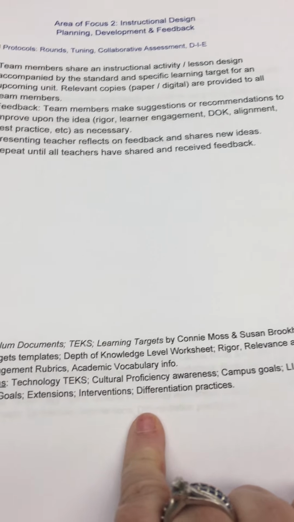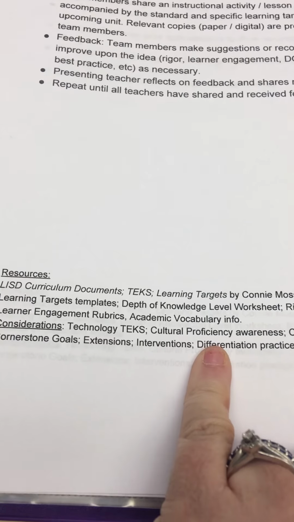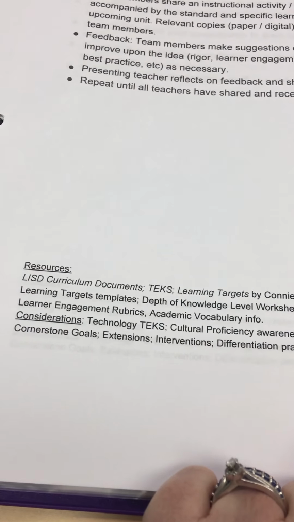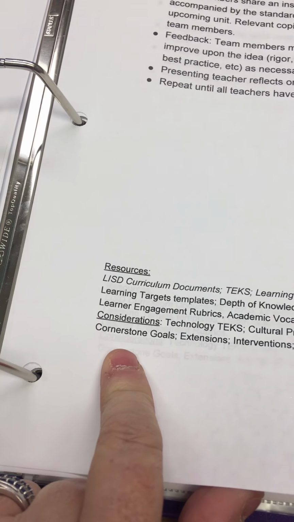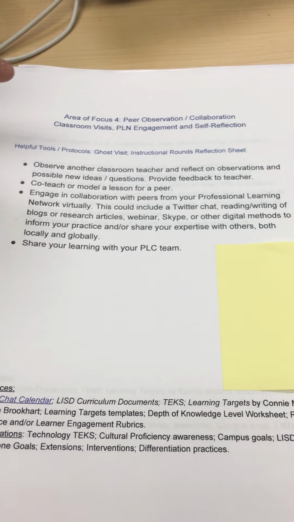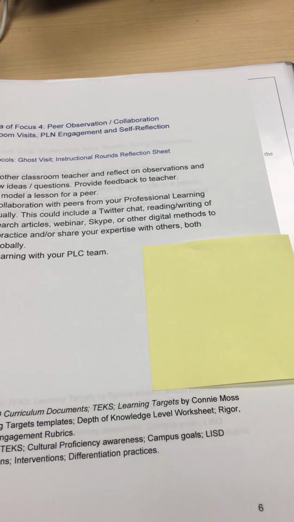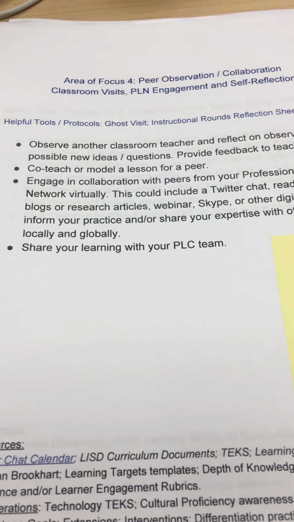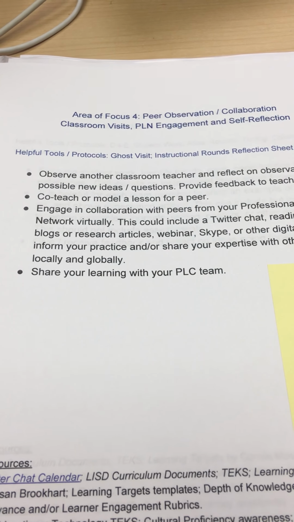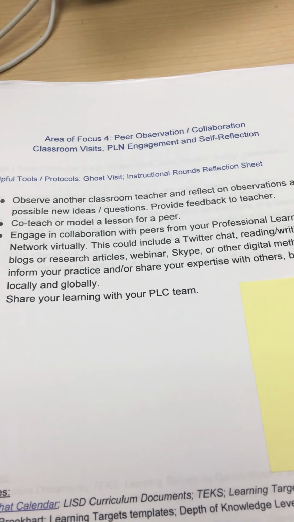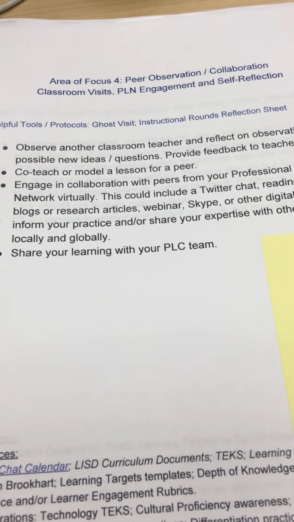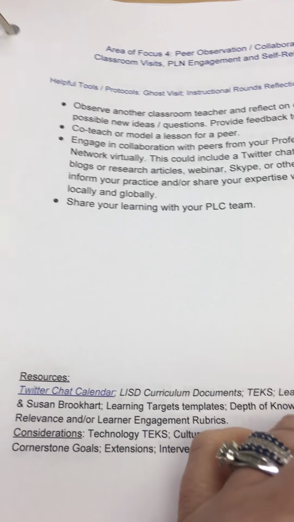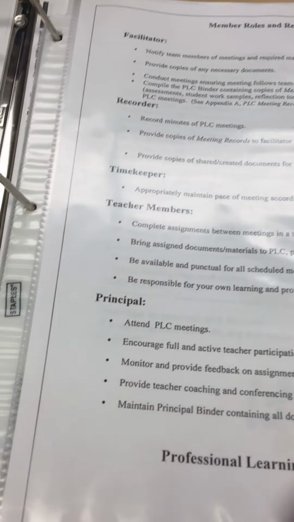And then we gave consideration to the district cultural proficiency goal that we all have, the Louisville School District Cornerstone goals and things like that. Each page then has a different focus area. You remember we have 6, and then ideas of things that might fall within that area, and also some helpful tools, resources, and protocols that the teachers might want to give consideration to if they're working in that area. So that's pretty much it for the handbook. And then there are some resources at the back.